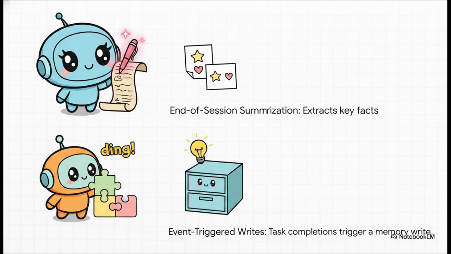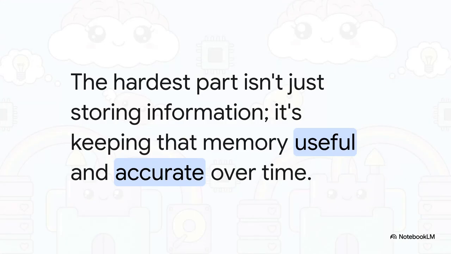For example, after a conversation is over, the AI can be prompted to summarize the key decisions and facts, and then it saves only that summary. Or certain events can act as triggers, like when you explicitly correct the AI. That correction gets automatically saved as an important new memory. But just storing the right info is only half the battle. The really hard part, the challenge that keeps engineers up at night, is making sure that memory stays useful and accurate over a long, long time.